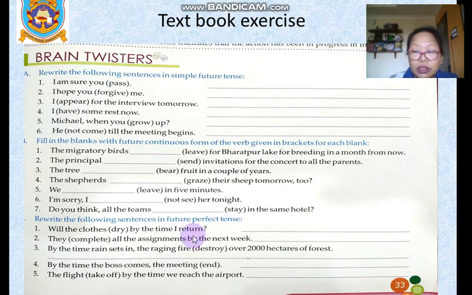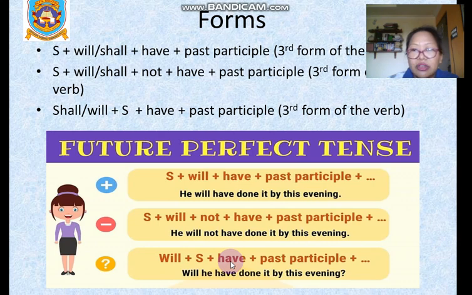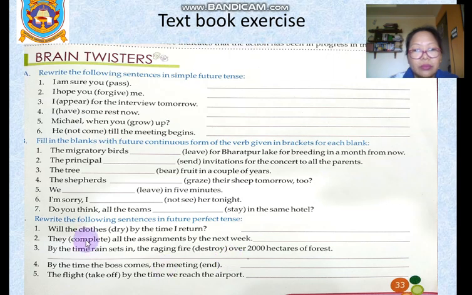Now this is a question, right? And will is already placed in the beginning. So the sentence would be, will the clothes have dried? Dried is the third form of verb, and we will use have. So this would be, will the clothes have dried by the time I return? They complete all the assignments by the next week. They will have completed all the assignments by the next week.